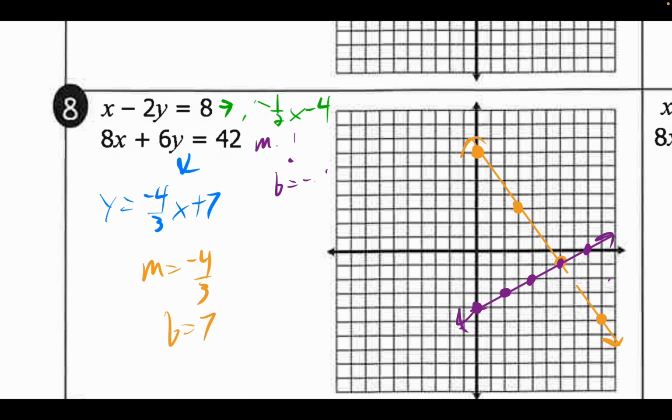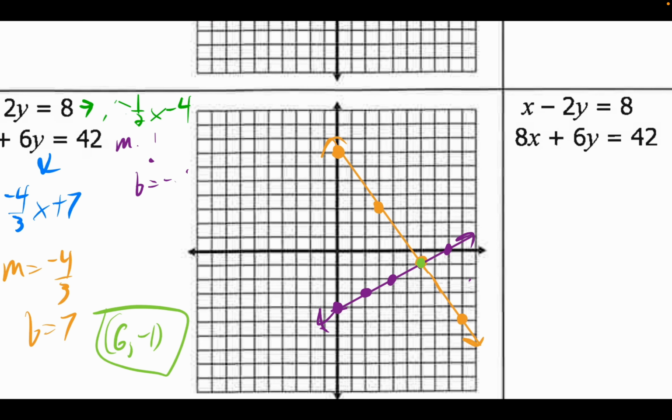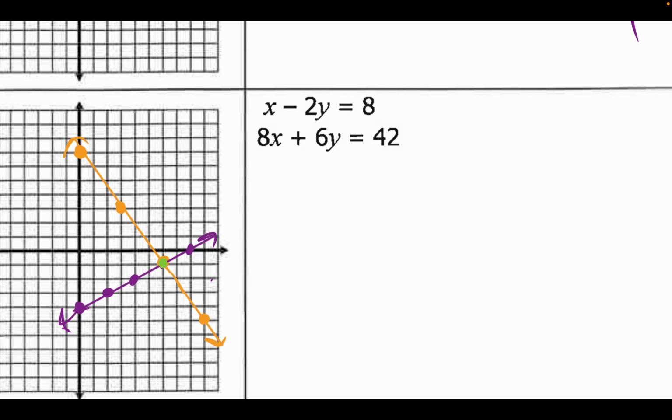Now we get these actually intersecting at a point. And so my ordered pair here is 6 comma -1. As I solve this one by substitution, I'm going to solve the top equation for x because it has a coefficient of 1. That results in x equals 2y plus 8.